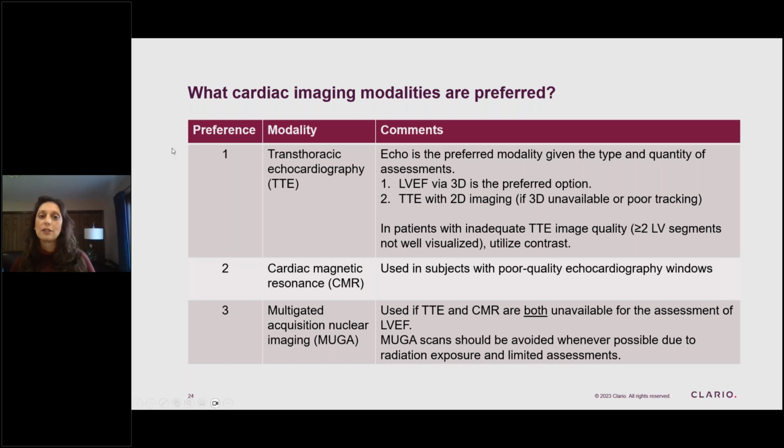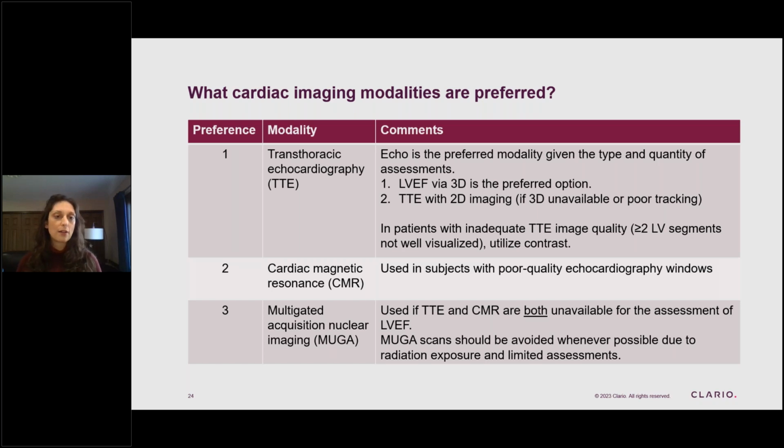Your second line option is cardiac magnetic resonance, or CMR. This is used in subjects with poor quality echo windows in evaluation for cardiac dysfunction. However, it is the primary method that's being used for the evaluation of myocarditis. And then last is MUGA. We really try to avoid that whenever possible. This is the last line item. It has radiation exposure and a really limited assessment of just LVEF.